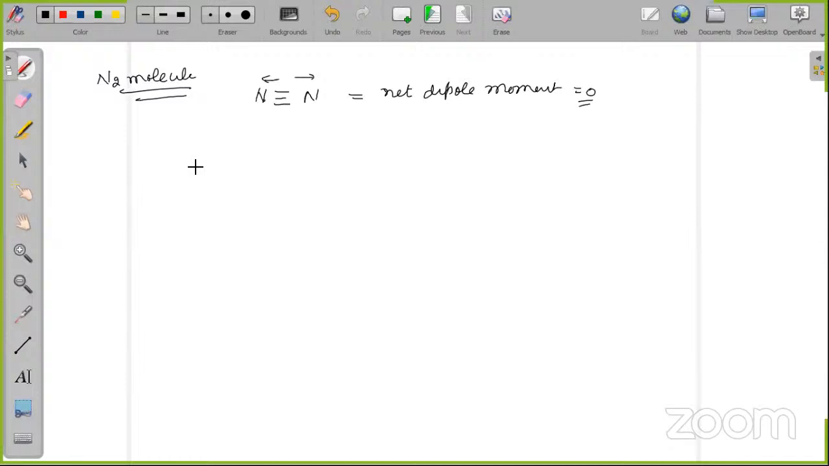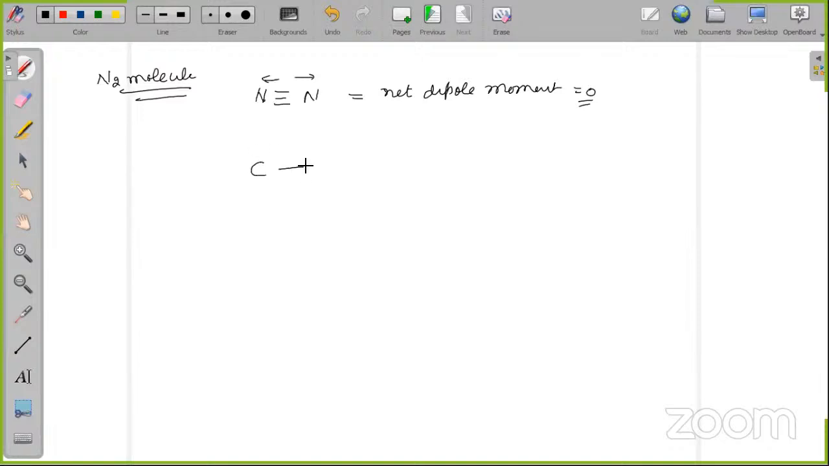Then I have given the statement: every atom is non-polar. There is no atom which is polar. Only molecules can be polar. Is it clear? Any other question?